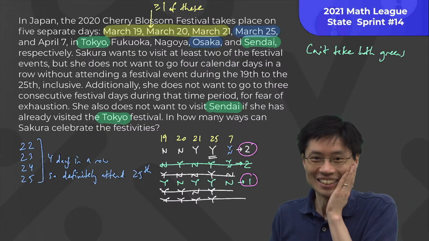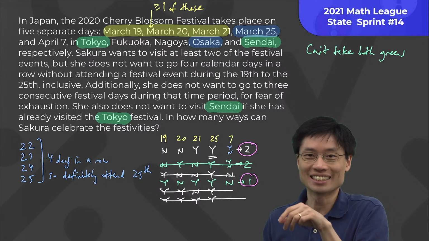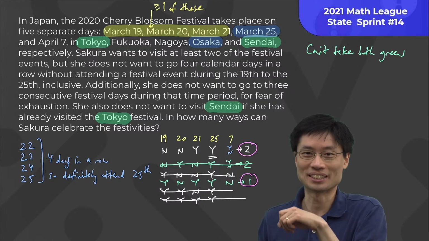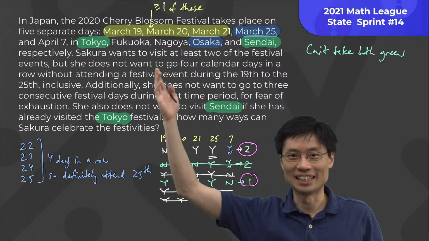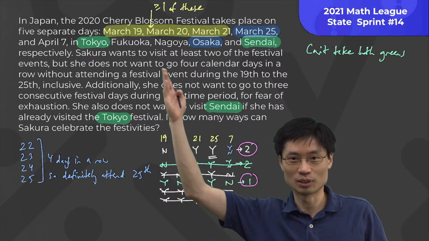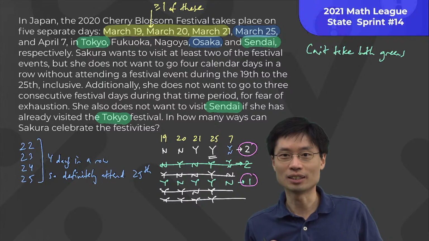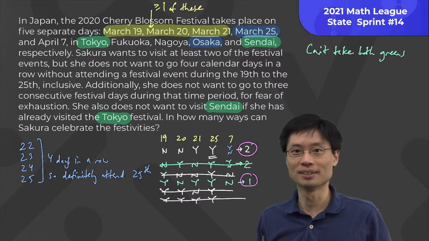So let's see. Before we go and reveal the answer, let's read this again and make sure we understand what in the world we just did and see if this is right. So what we have here is these 5 separate days, okay, 19th, 20, 21, 25, and April 7th, okay, got the 5 cities in Japan. Need to visit at least 2 of them. Did we visit at least 2 of them? Yes, we did. Okay.